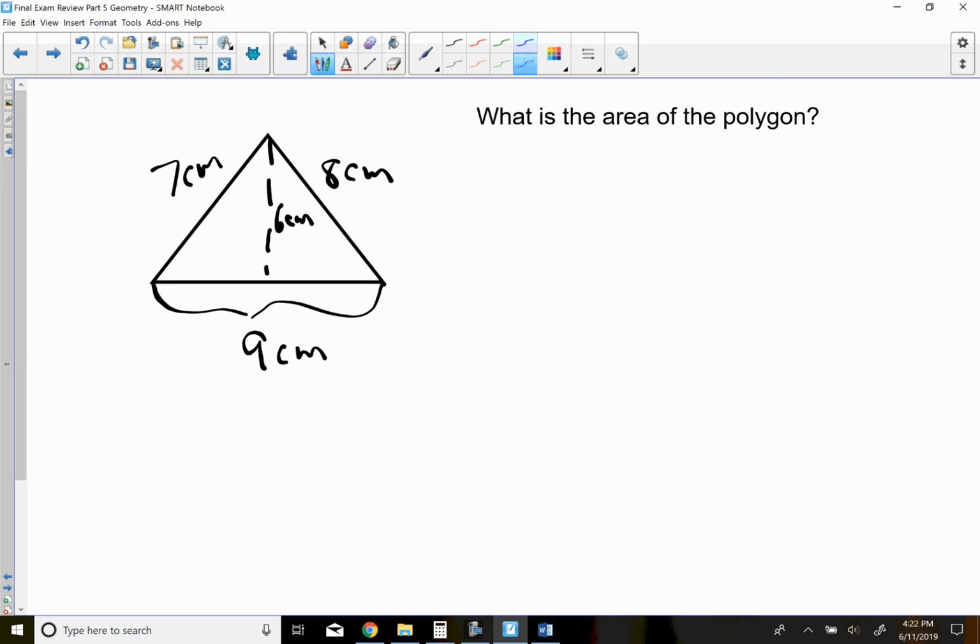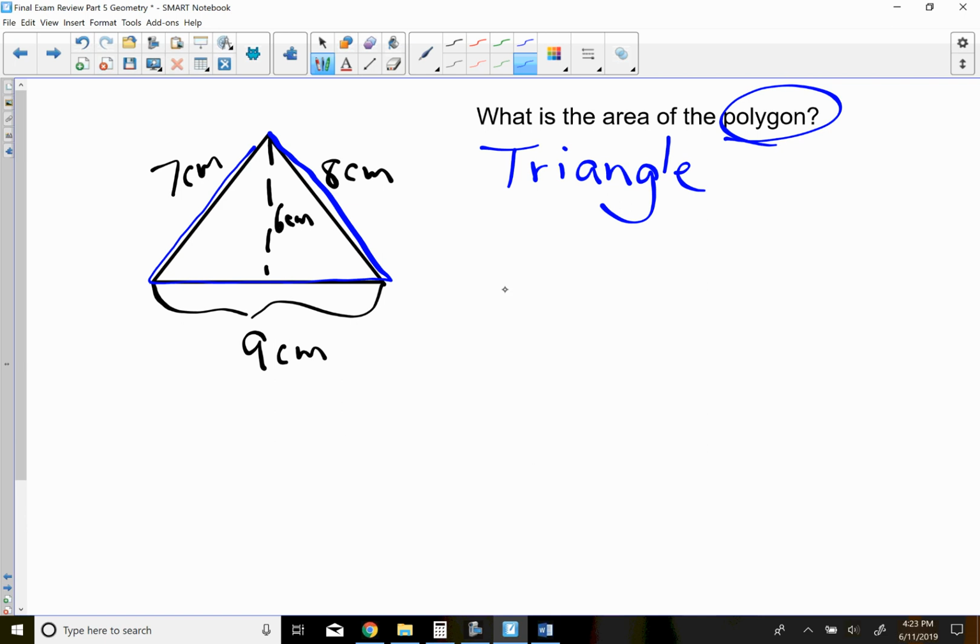So our first question here says, what is the area of the polygon? So remember, a polygon is any closed figure with 3 or more sides. So a triangle is a polygon, a square is a polygon, a rectangle is a polygon, a trapezoid is a polygon. Let's see, a pentagon, a hexagon, a septagon, a decagon, a dodecagon. All those guys are polygons because they have 3 or more sides and they're closed figures. So this particular polygon has 1, 2, 3 sides. This is a triangle. So I need to know the formula for the area of a triangle.